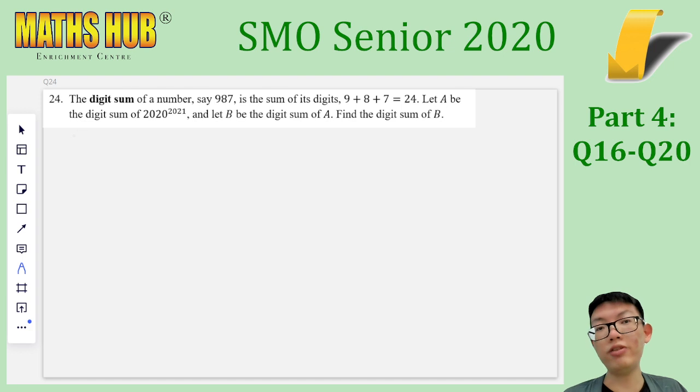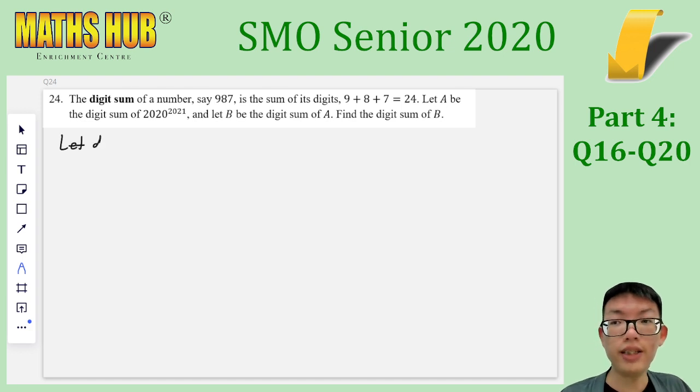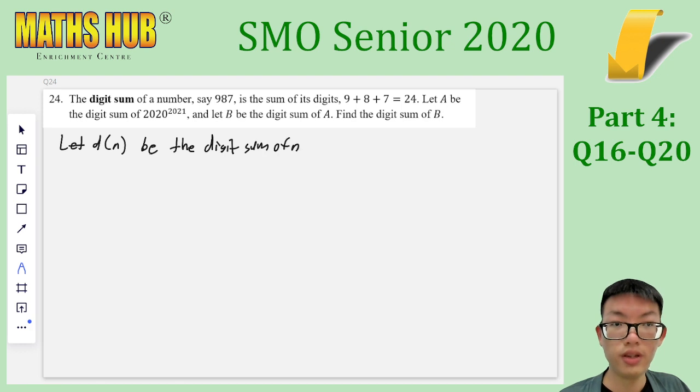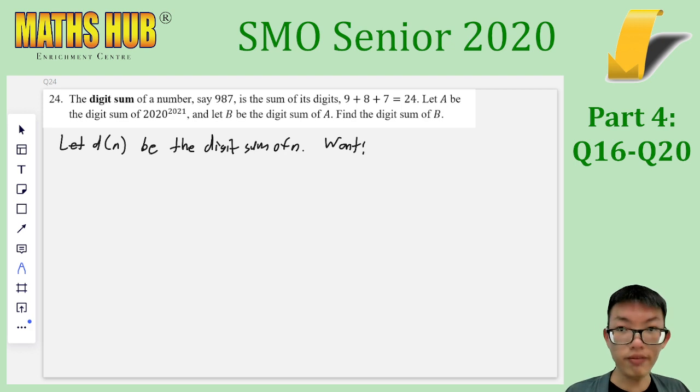Okay, I don't want to say digit sum so many times, so I'm going to name it. Let D(n) be the digit sum of n. Now what we want is the digit sum of the digit sum of the digit sum of 2020 to the 2021. So that will be D(D(D(2020^2021))).